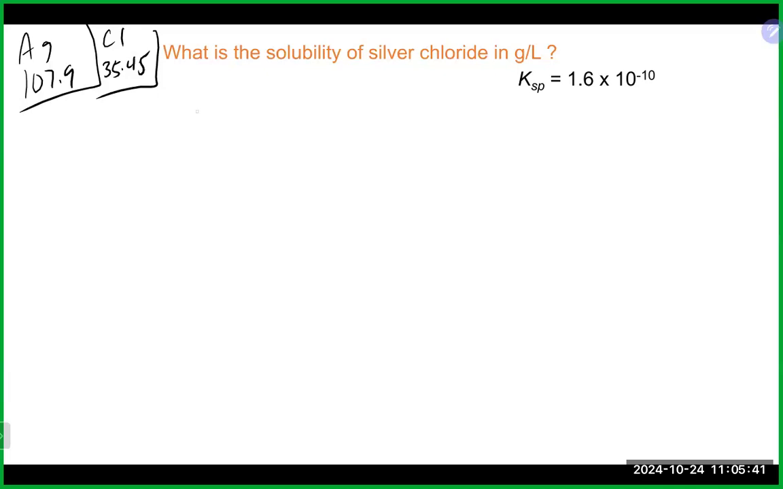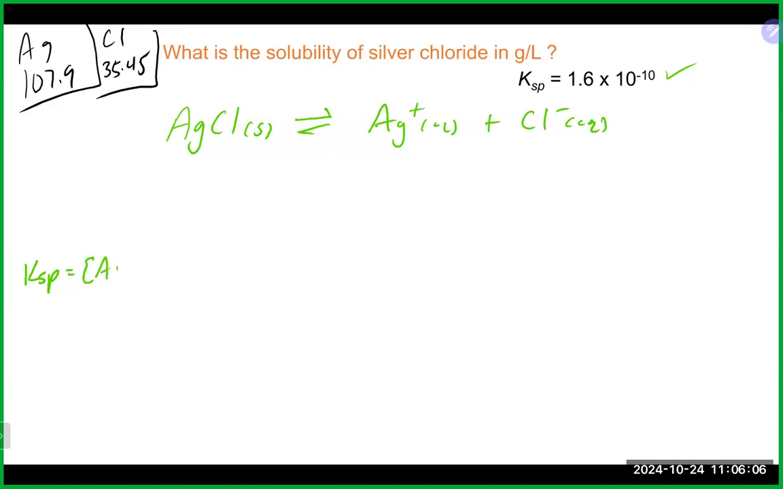We're going to start with silver chloride, AgCl, and it is a solid. By the way, I know it's a solid because it has a Ksp value, so that's a big hint. It's going to break apart into a silver ion and a chloride ion, and we can write our Ksp expression here.